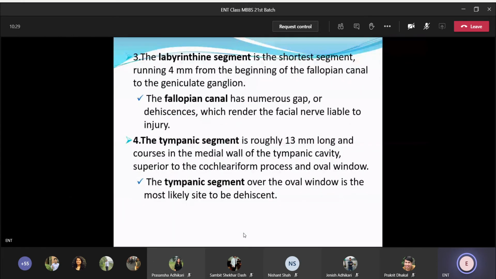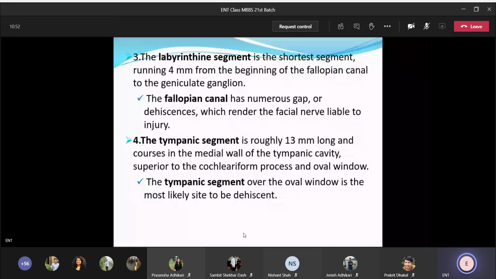The third part is the labyrinth part. It is also known as the intratemporal part. The labyrinth part is the shortest segment, 4 millimeter in length. It starts from the beginning of the fallopian canal to the geniculate ganglion.